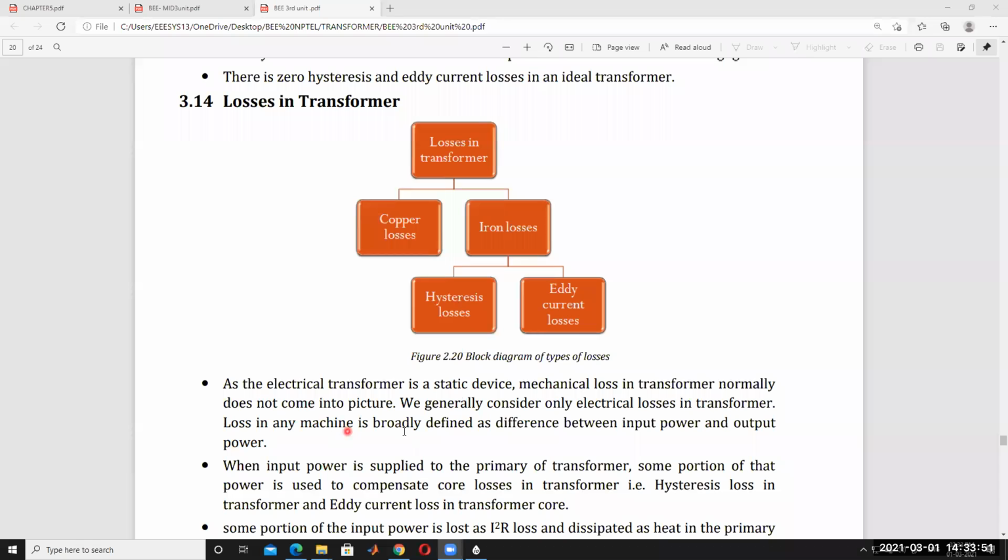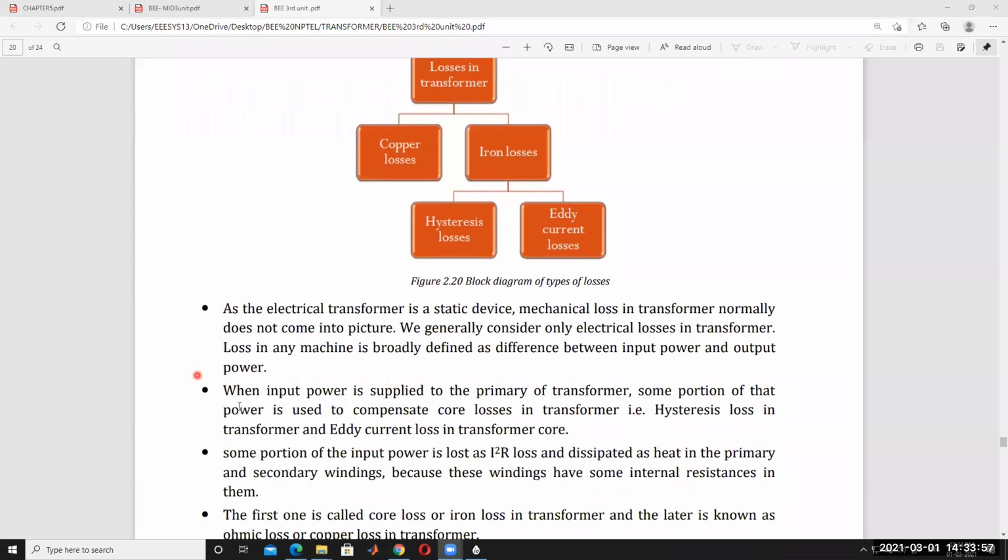Losses in any machine are broadly defined as the difference between input power and output power, as you know well. When input power is supplied to the primary of the transformer, some portion of that power is used to compensate the core loss. Because of these losses, some amount of power is wasted. If the losses are more, the output will be less.